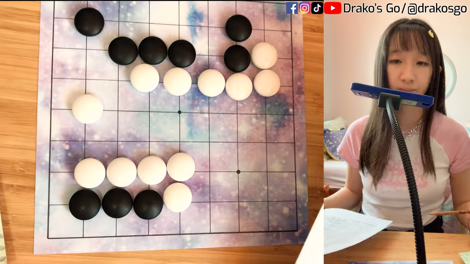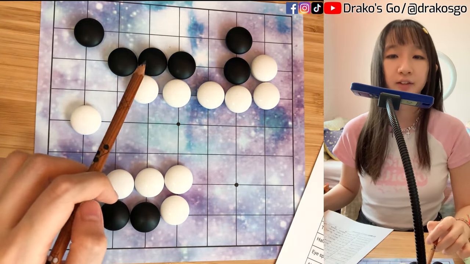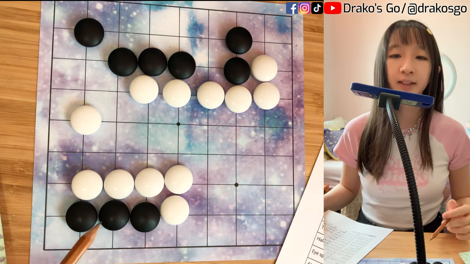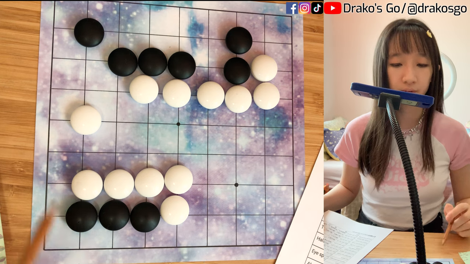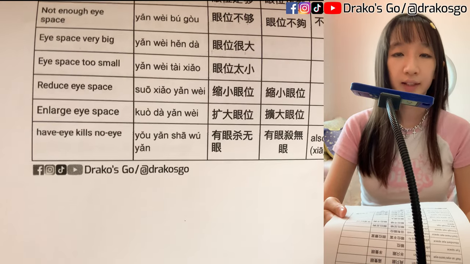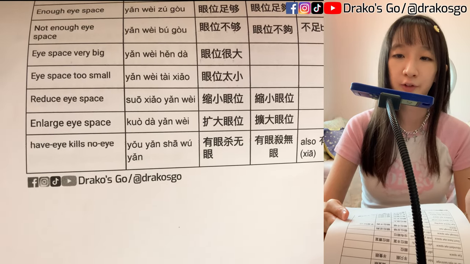Or the eye space is too small. 黑棋眼位太小. So again, the top group, 黑棋眼位很大. The bottom group, 黑棋眼位很小. 黑棋眼位不够. And on top, 黑棋眼位足够. And now we'll look at the last three words and I'll give you some real examples very soon.